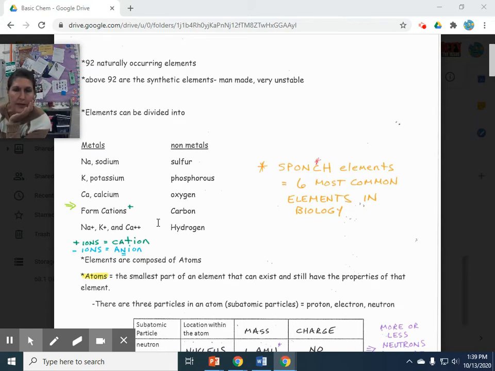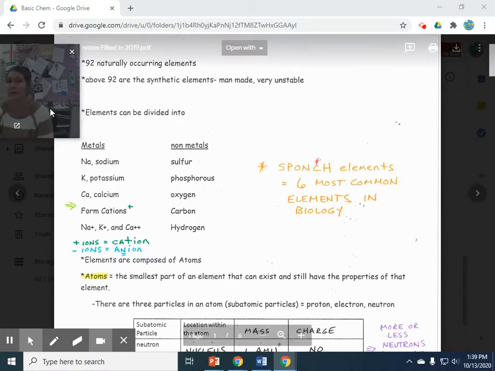You should know your SPONGE elements, and that's important with biology because those are the six most common elements in biology. So if you think about SPONGE, we have sulfur, phosphorus, oxygen, nitrogen, carbon, and hydrogen. And it's that carbon molecule that we're going to come back to and really hit up with organic chemistry. Anything that's considered organic usually will contain the element carbon. Are there exceptions to the rules? Always. Carbon dioxide, for instance, is not considered organic, even though it does have carbon in it.